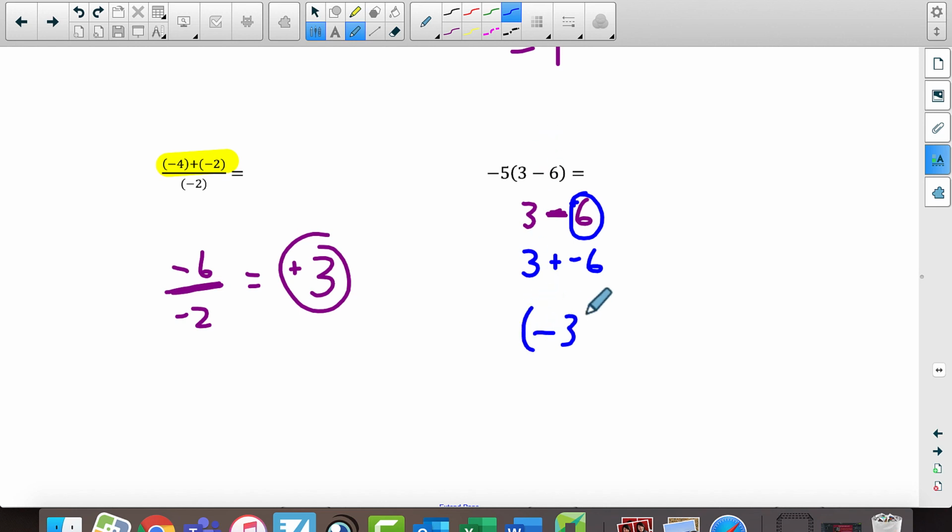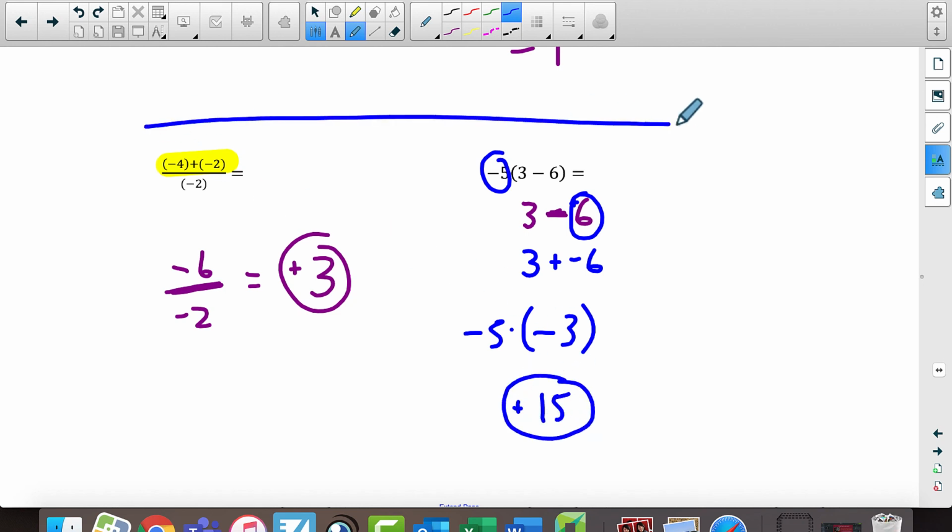But remember, that was in brackets. I'm going to keep it in brackets. And I still have up front this negative 5. I haven't done anything with that yet. Now, what does this mean? Negative 5 and then bracket negative 3? That means negative 5 times negative 3. So we have a negative times a negative, which makes it positive. And 5 times 3 is 15.